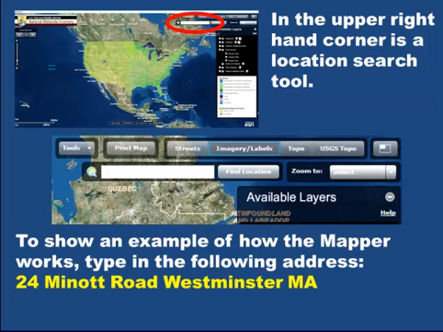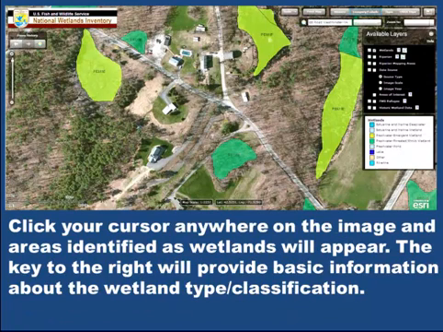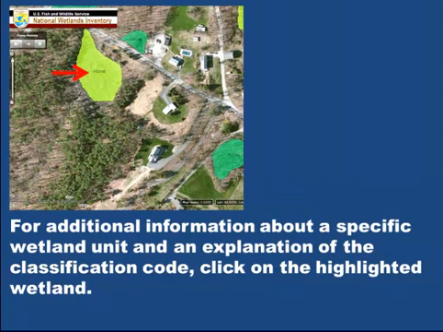To show an example of how the mapper works, type in the following address, 24 Minot Road, Westminster, Massachusetts. Then click the Find Location button. Click your cursor anywhere on the image, and areas identified as wetlands will appear. The key to the right will provide basic information about the wetland type or classification. For additional information about a specific wetland unit and an explanation of the classification code, click on the highlighted wetland.